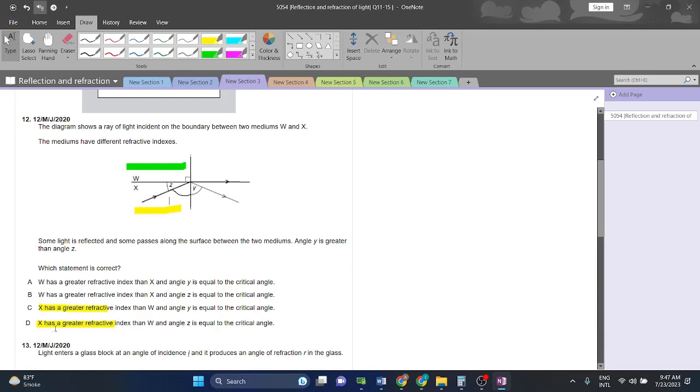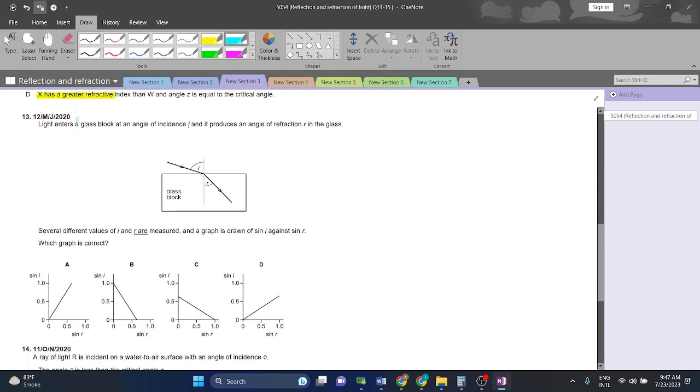D भी देख लेते हैं. X has a greater refractive index than W, and angle Z is equal to the critical angle. Angle Z is not equal to the critical angle. How many times have I told you कि जो रे होती है, रे और नॉर्मल के बीच में क्रिटिकल एंगल होता है, जो एंगल हमने लेना होता है, एंगल ऑफ रिफ्लेक्शन और रिफ्रैक्शन, तो वो रे और नॉर्मल के बीच में होता है, ना कि रे और मीडियम के बीच में. तो C is the right answer.